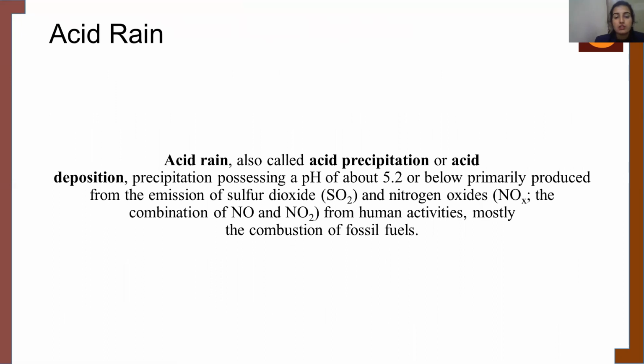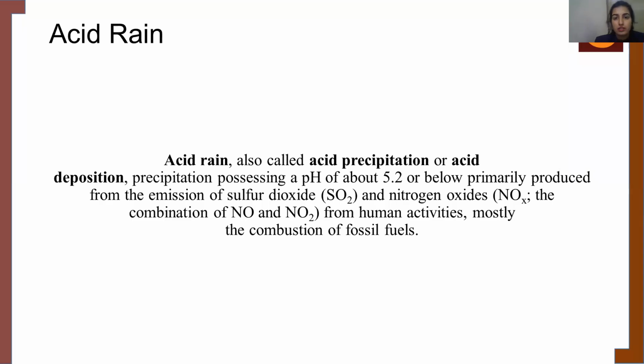Acid rain. Acid rain is also called acid precipitation or acid deposition. It is nothing but when, because of the increased acidity in the atmosphere, the rain that comes to the earth's surface along with this acidity becomes acid rain, which is very harmful to humans and to the lives present on earth, as well as to monuments, livestock, and so on. For everything, acid rain is very, very harmful.